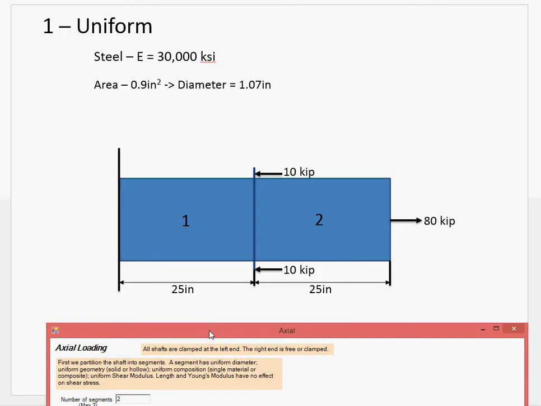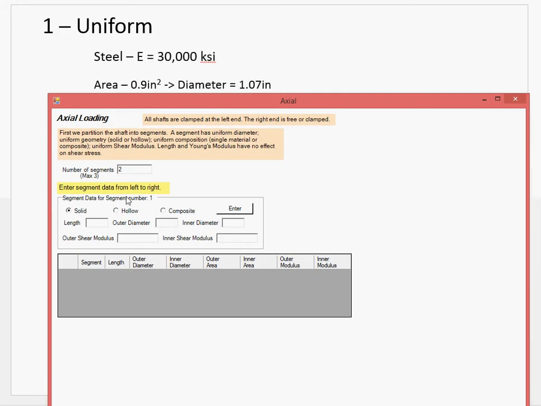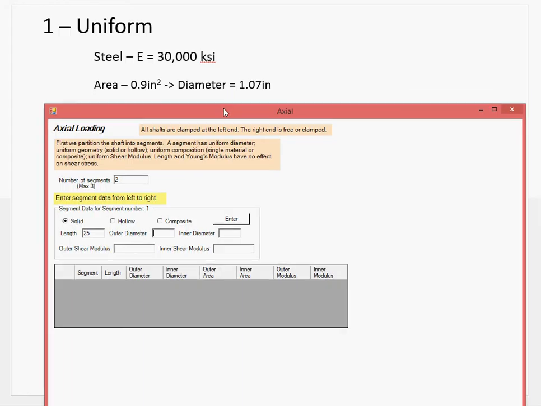So we can enter in our information for segment 1. Because both of these segments are going to have the same uniform geometry and everything, it's only the load that changes. So at least for this segment data, for both sections, it's going to be exactly the same. They both have 1.07 inches diameter, 30,000 ksi. Remember to enter it as psi because that's your base unit.